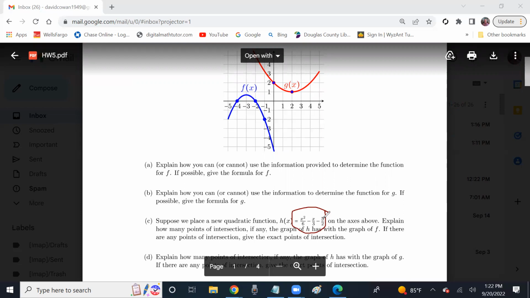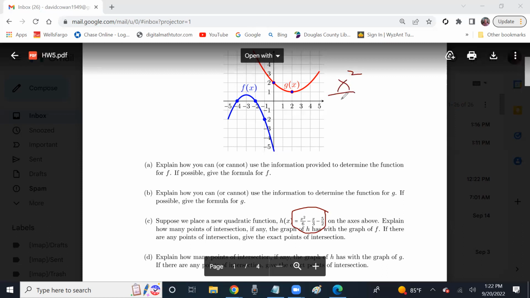There are a couple of things you could do. Let's see if there's maybe an easier way. Explain how many points of intersection there are. If we're looking for points of intersection, we don't really need to graph that. All we need to do is set it equal to f. Oh, okay, and then solve it. So yeah, let's do that.